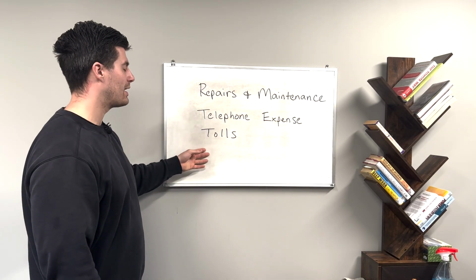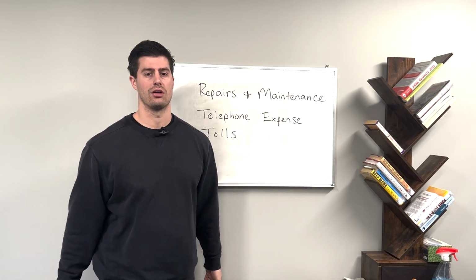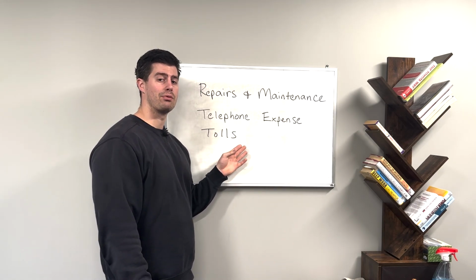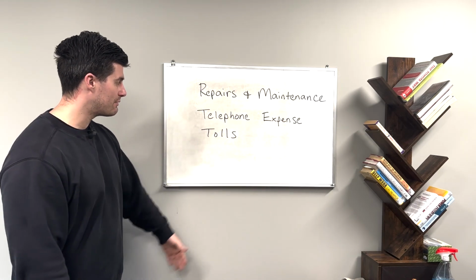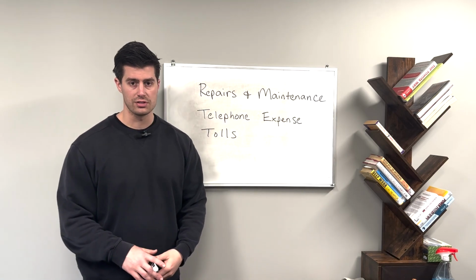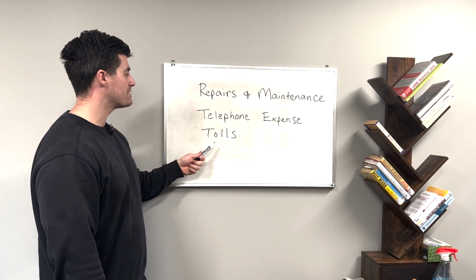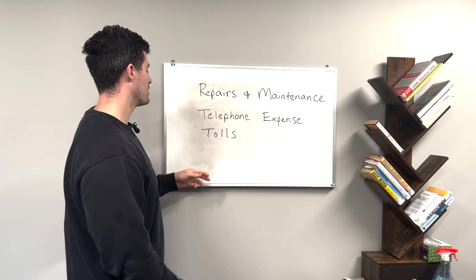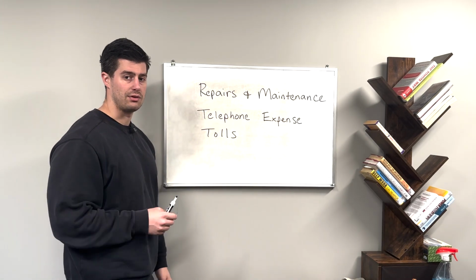Okay, tolls. I reference the trucking company a lot because I had a trucking company and I work with a lot of trucking clients. But if you have a trucking company, absolutely have a separate tolls category. If you don't have a trucking company, then you don't need a separate tolls category. Just group this in with your automobile expense or your car and truck expense. You don't need a separate tolls category unless you have a trucking company.